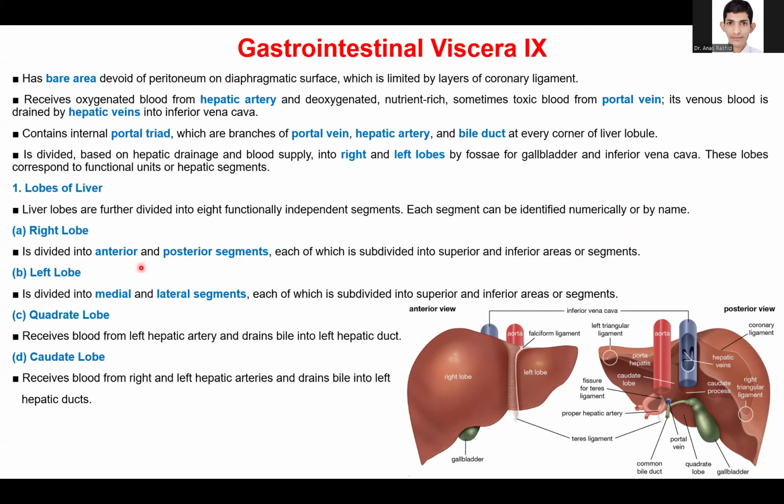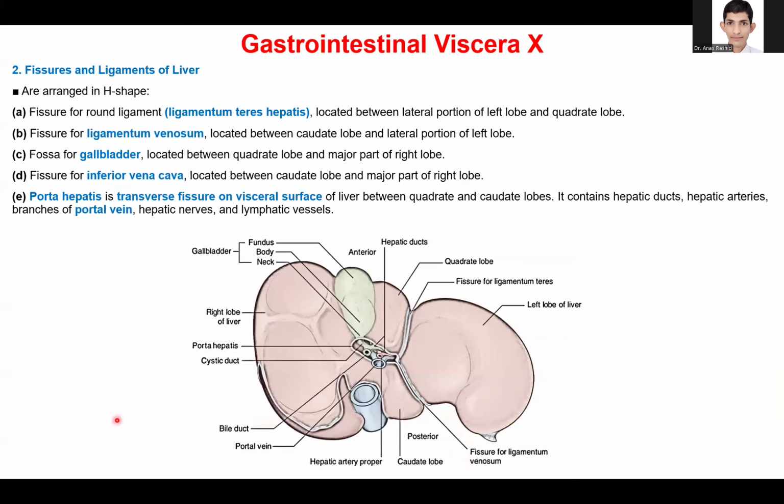The right lobe is divided into anterior and posterior segments, each of which is subdivided into superior and inferior areas or segments. The left lobe is divided into medial and lateral segments, each of which is subdivided into superior and inferior areas or segments. The quadrate lobe receives blood from the left hepatic artery and drains bile into the left hepatic duct. The caudate lobe receives blood from the right and left hepatic arteries and drains bile into the left hepatic duct.